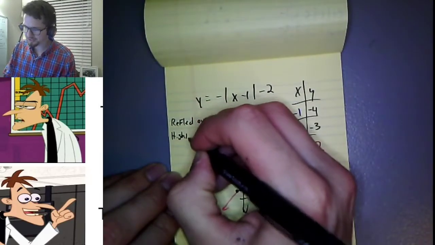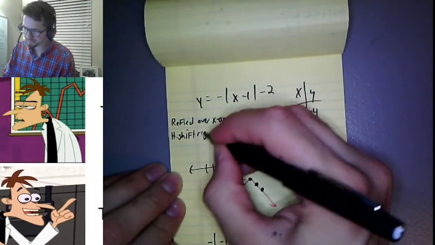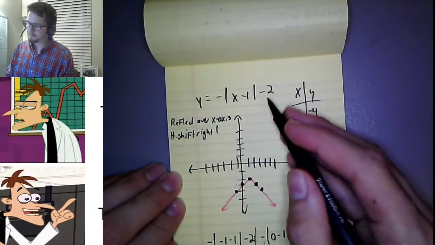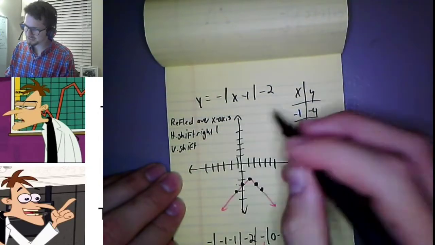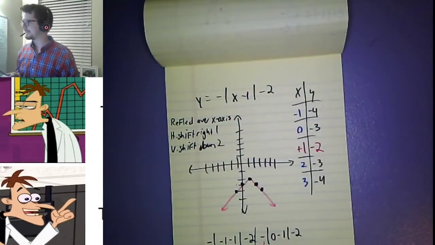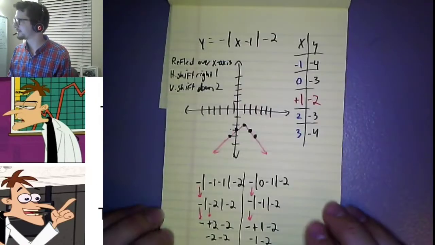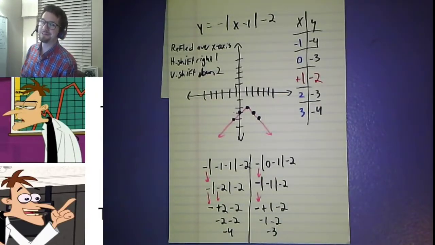-1 is our h. We have a horizontal shift. Which direction? It's negative, so we flip that to positive. Right 1. Vertical shift. Down 2. And cowabunga, we're done. So, if you're still struggling on this graphing stuff, please let me know.